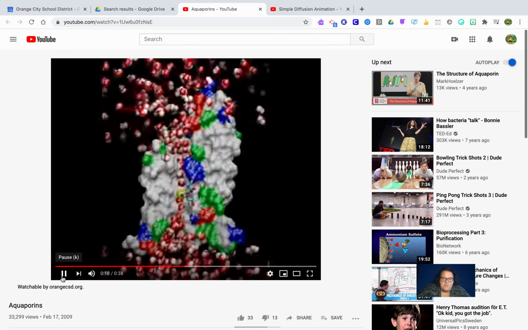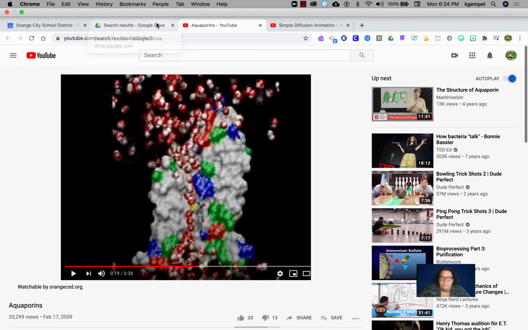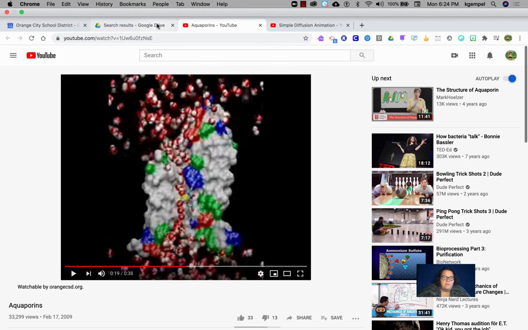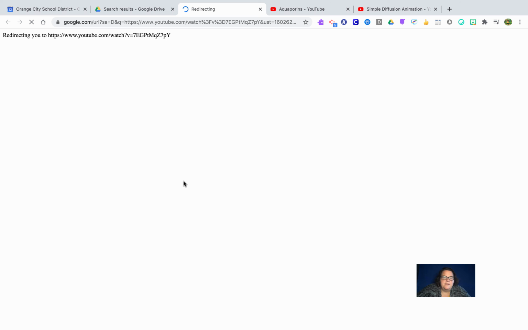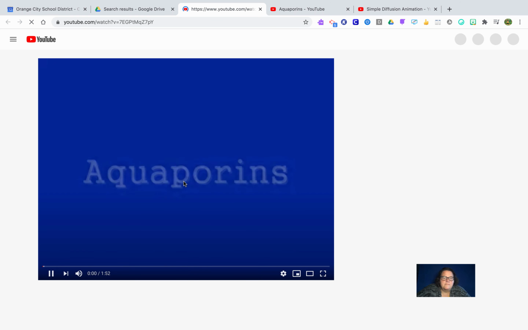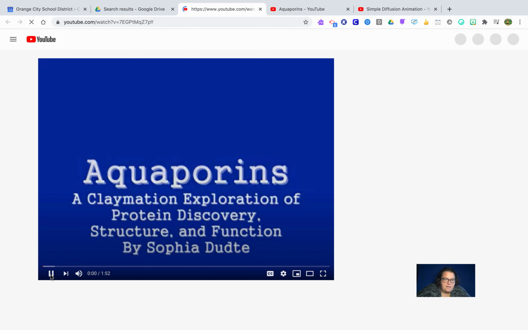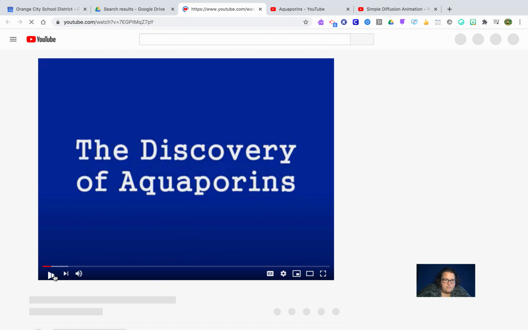And then I have another one as well, I believe. Aquaporins. There, this is the one I was thinking of that I might have shown before.